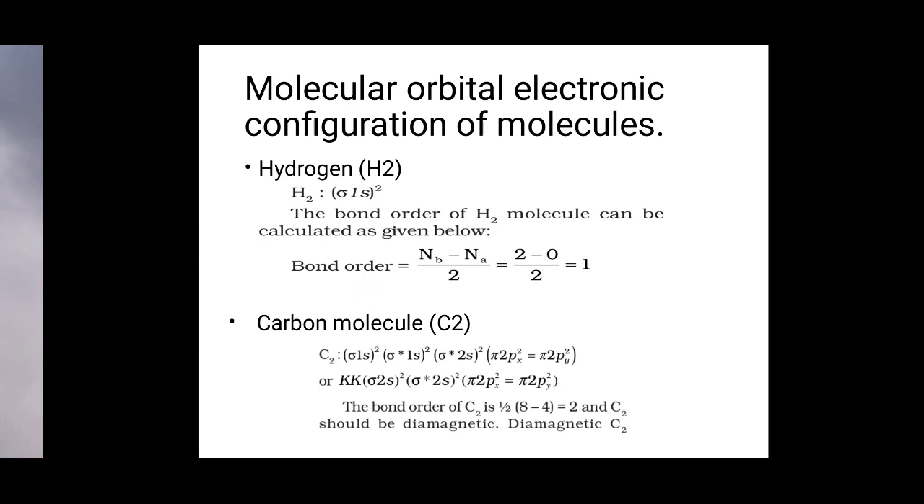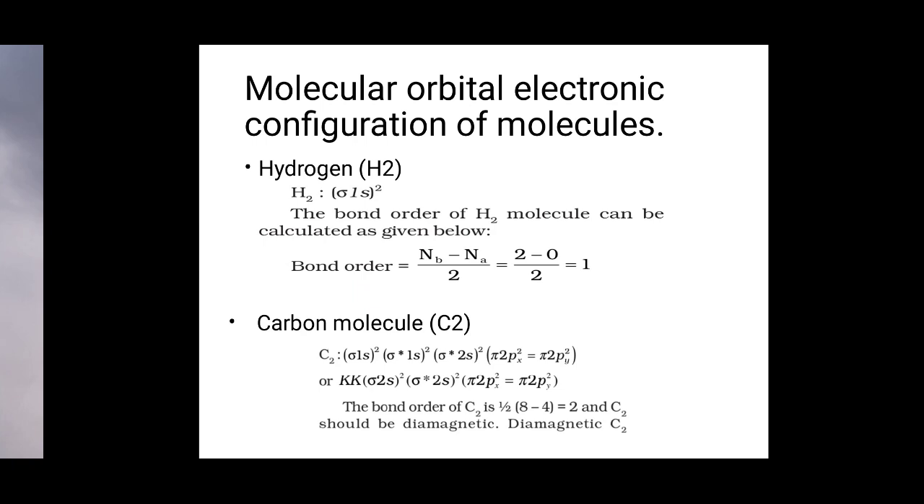Then molecular orbital electronic configuration of molecules. First one, hydrogen. Its configuration is 1s2 since it contains a total of 2 electrons. Then the bond order is 1, which means between two hydrogen atoms you can find a single bond.